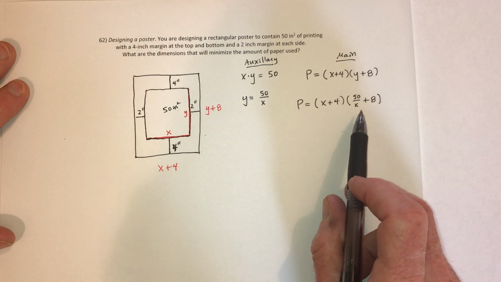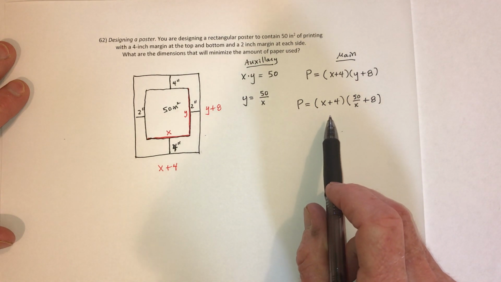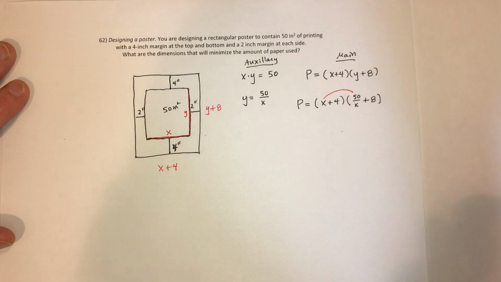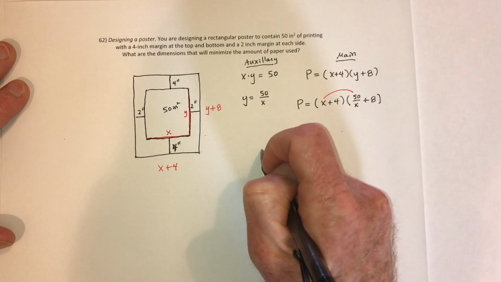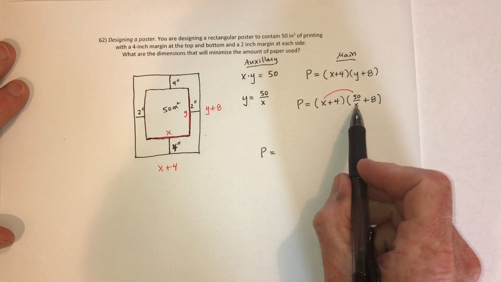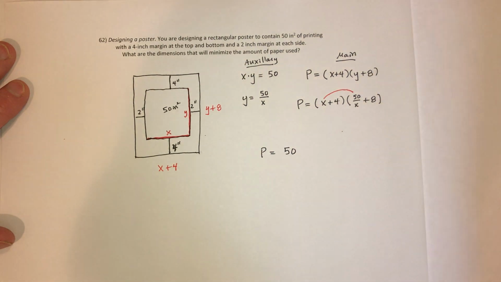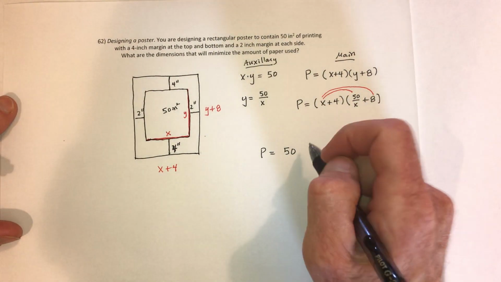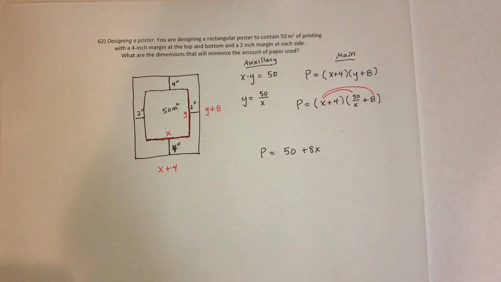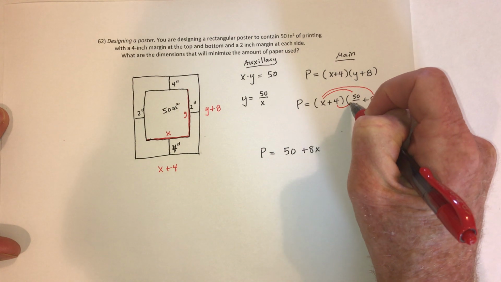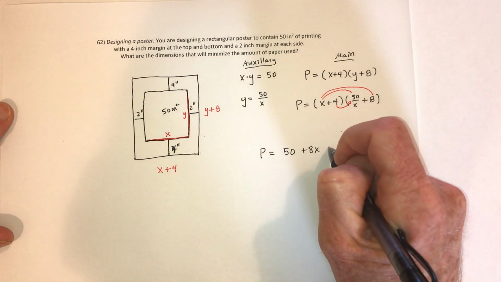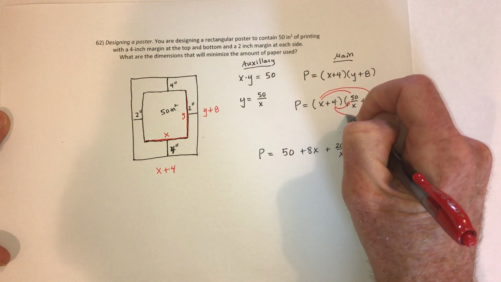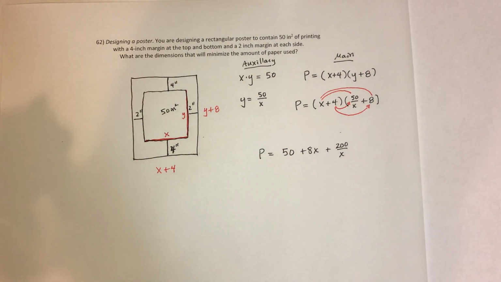So we need to take the derivative and then do algebra, or we could do algebra and then derivative. I think I'm going to do algebra first. So go ahead and multiply this out. So when you multiply these two, the x's are going to cancel. It leaves just 50. And then distribute, and this is going to be 8x. Now distribute the 4, and 4 times 50 is going to be 200. So that's going to be 200 over x. And last, there's going to be 4 times 8, which is 32.